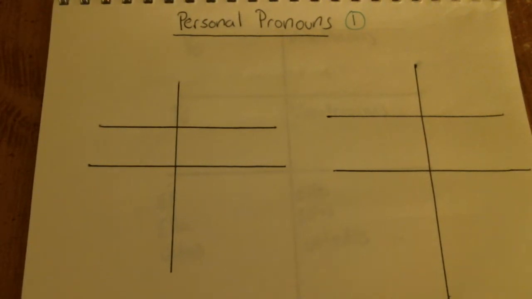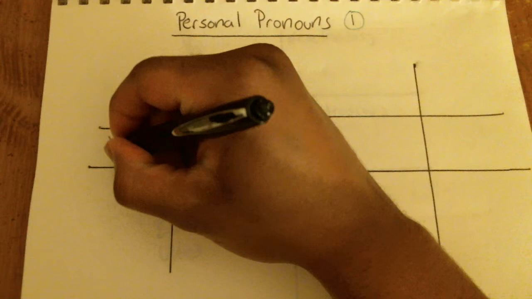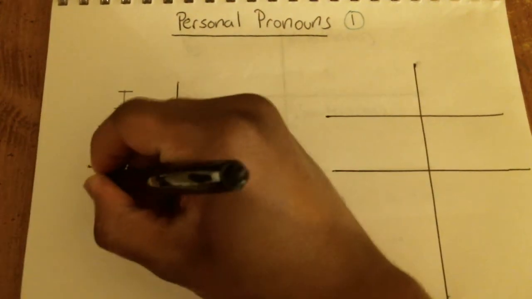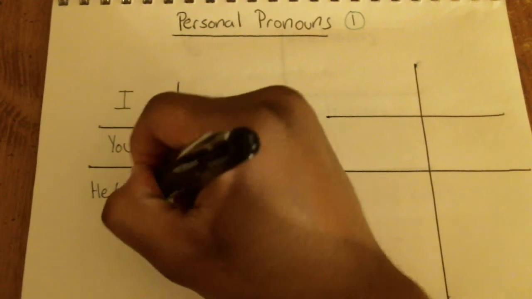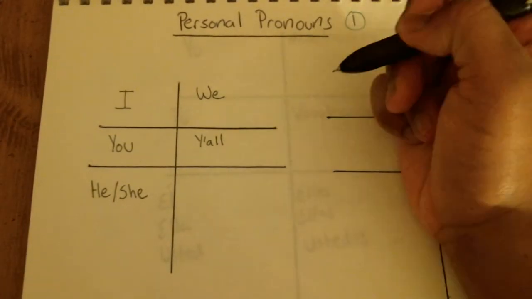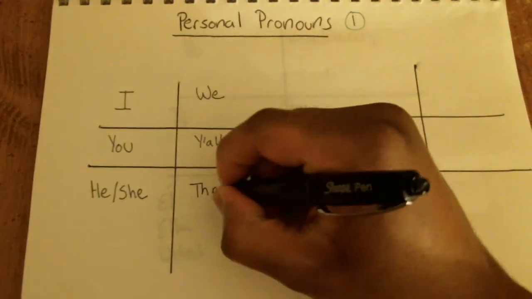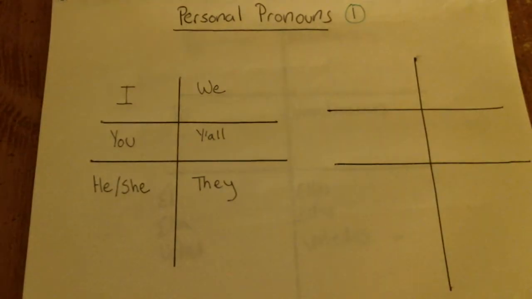Now in English, our personal pronouns are I, you, he and she, we, y'all, or you all, or you guys, whichever one you use depending on what region you're from, and finally, they. So typically, these are the personal pronouns that you'll encounter in the English language. And it's important to know these, as I said, because they determine what form of the verb you will use.